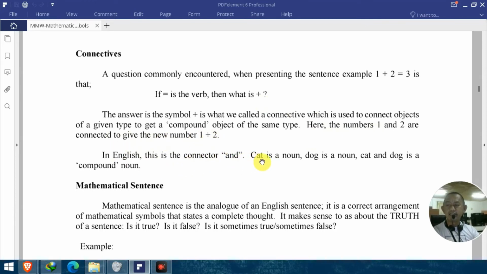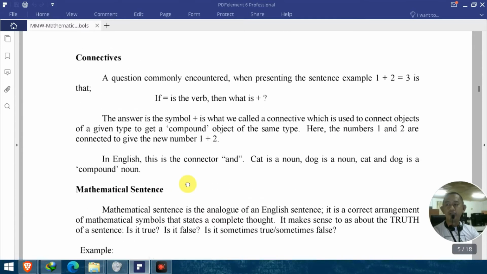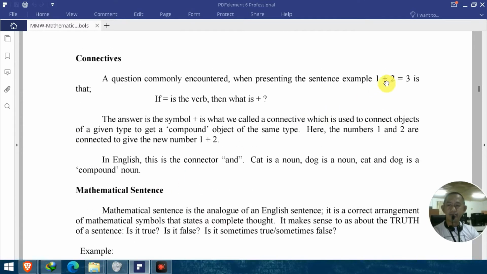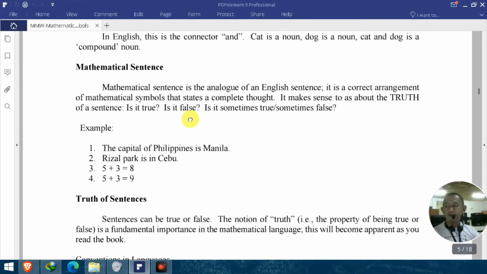The cat is a noun, dog is a noun. So cat and dog is a compound noun. So plus is a connective, and or connects two objects. The equal sign is our verb, as explained earlier. A mathematical sentence is a correct arrangement of symbols that expresses a complete thought. It makes sense to us, and we can tell the truth of the sentence: it is true or false.